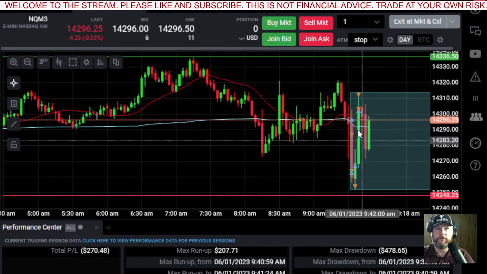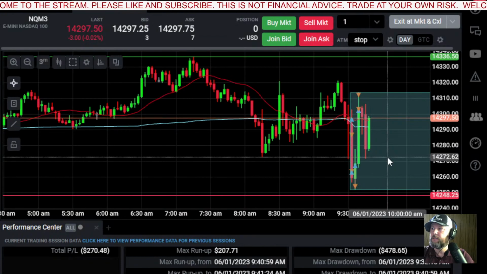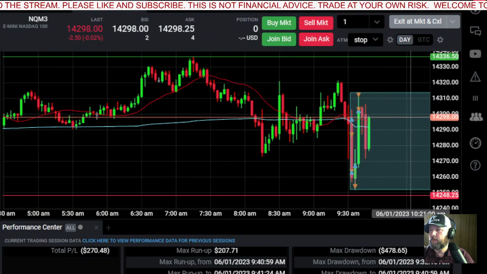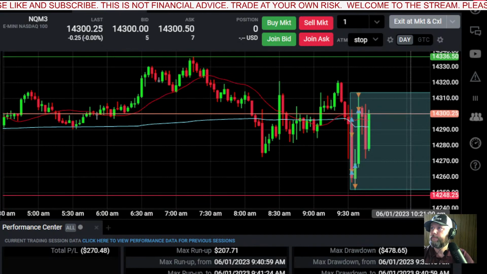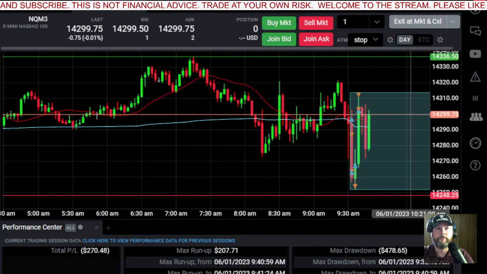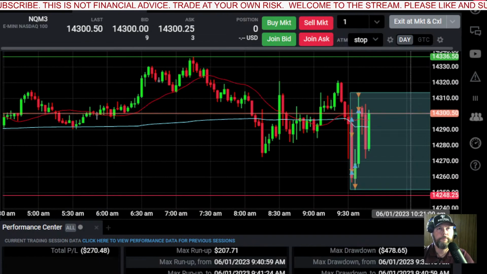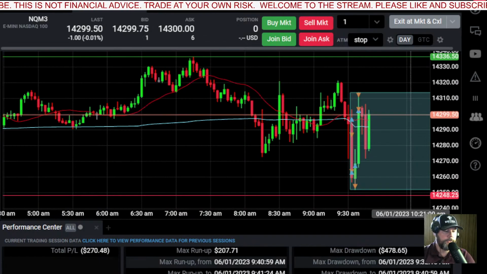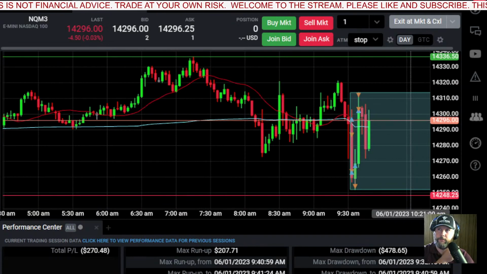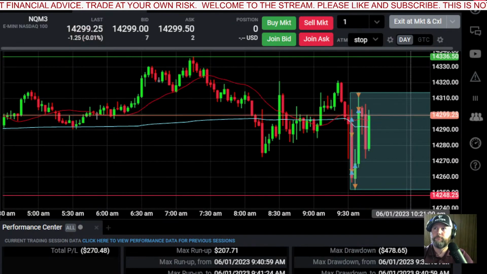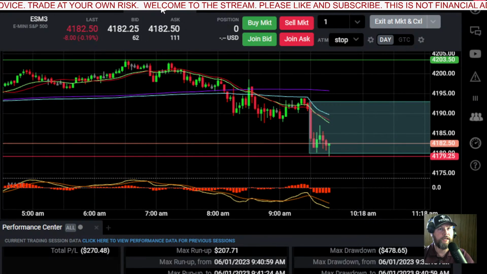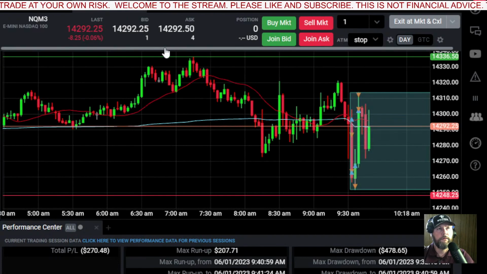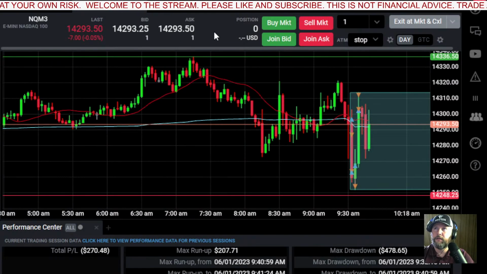Kind of would like the NAS to either start selling off here with the ES or vice versa. So one's going to follow the other, I'm sure. See which one decides to break out of the range first. ES kind of hit that low of 79 and bounced out of there. Nasdaq making an attempt to move up.